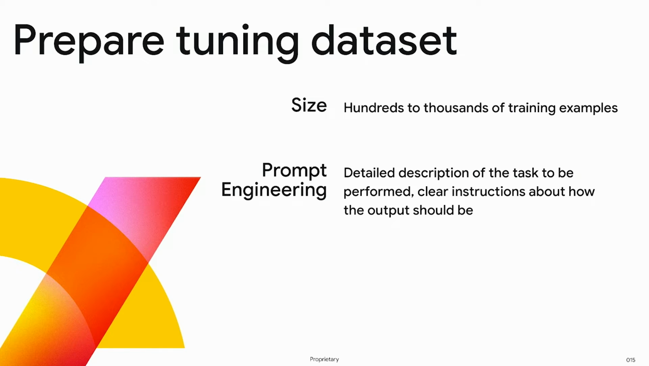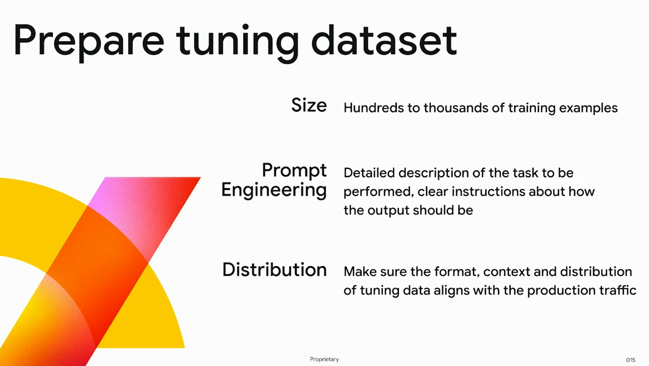Second, always adopt the best practices of prompt engineering. Provide a detailed description of the task to be performed, and clear instructions about how the output should be. The only difference is that you no longer need to provide few-shot examples in your prompt because you already tuned those examples into the model weights. And this is actually one of the benefits of tuning. At inference time, you can reduce the size of the prompt by removing those examples. Therefore, it saves you cost and improves the model latency in production.